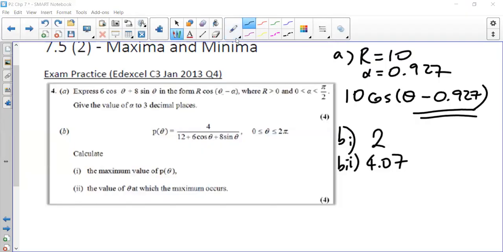Right, these are the final answers: Part A, Part B1, and Part B2. Okay, check your answer. If you got it wrong, I'm going to go through it now. If you got it right, well done. That's the end of the lesson for you.